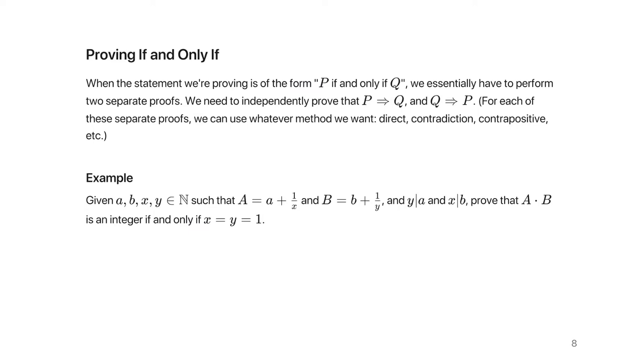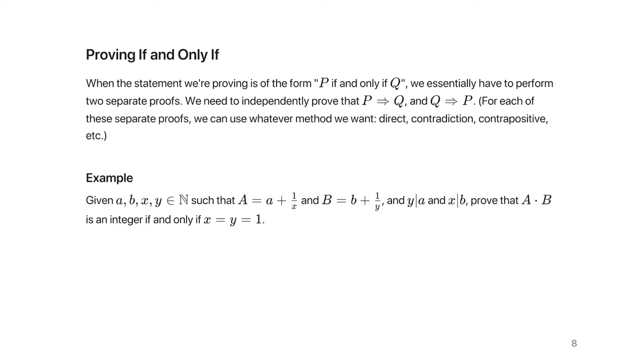And so as an example, suppose we're given that A, B, X, and Y are natural numbers, where big A is equal to little a plus 1 over X, and big B is equal to little b plus 1 over Y, and that Y divides A and that X divides B. Prove that the product A times B is an integer if and only if X and Y are both equal to 1. Okay, so there's a lot to take in, a lot of conditions here.